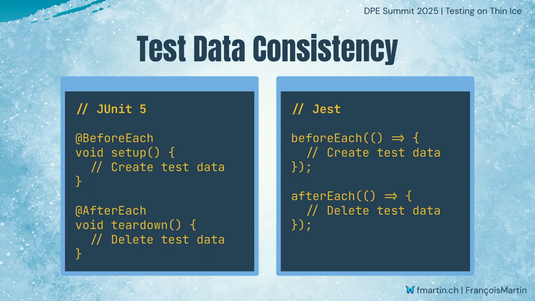So one of them is to make sure that your test data is consistent. For example, if you're using JUnit 5, you have a before each block and then an after each block, where in the before each you create the test data, and in the after each you delete the test data.